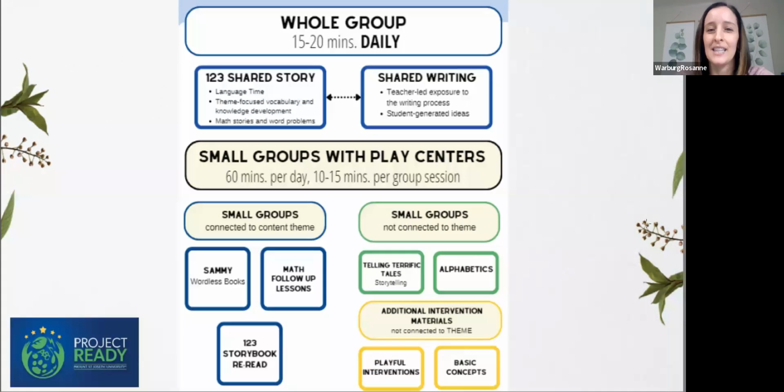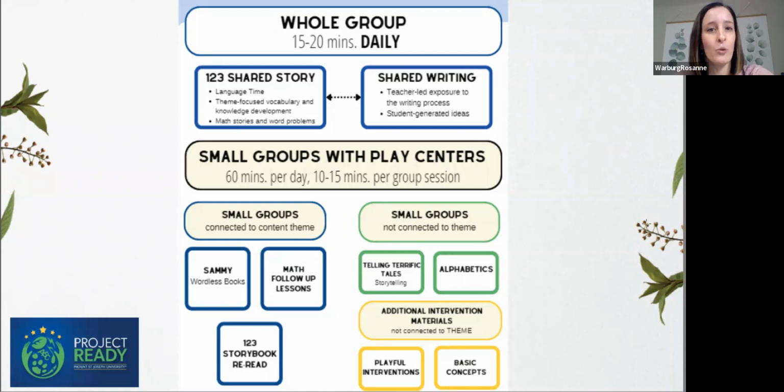You can see at the top of this graphic, we want you to start every day with your whole group meeting, and that's about 15 to 20 minutes. This is where you're really laying the foundation for the day. You're hitting the theme, you're reading a great book together, and you're using the vocabulary that's really going to go throughout the whole day in the classroom, in the small groups and centers, and particularly in the dramatic play area. So the whole group lesson can be either the 1, 2, 3 shared story, which happens pretty much every day, or the shared writing piece.